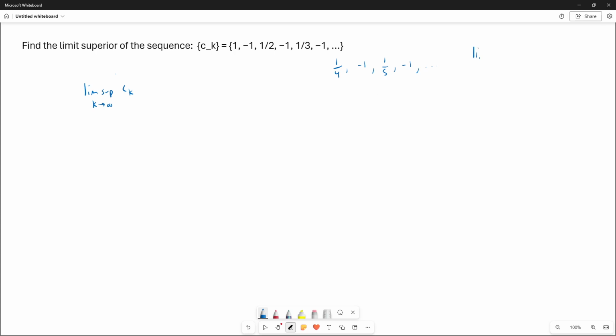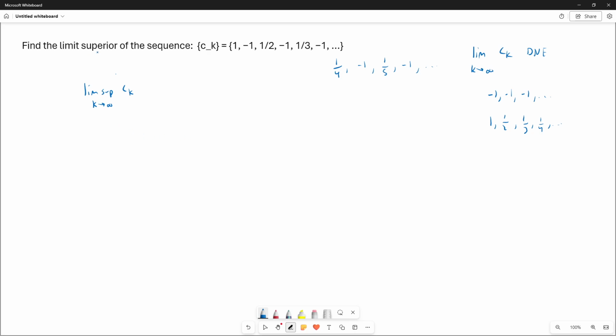The limit of the sequence c_k does not exist because we have a subsequence of the form -1, -1, -1, etc., whose limit is simply -1. And then we have another subsequence, 1, 1/2, 1/3, 1/4, etc., whose limit is 0. So there's not a particular limit to this sequence, so the ordinary limit does not exist.